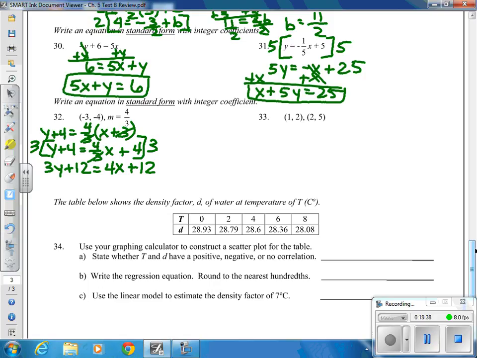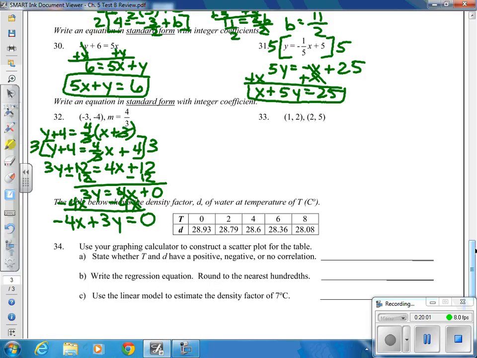All right, then I need to move some things around. I want to subtract the 12 over. Okay, so this gives me 3y equals 4x plus 0, okay? And you do need to keep that 0 there because every equation does need to have a c value, right? Now I want to subtract the 4x over because it's on the wrong side. So this gives me negative 4x plus 3y equals 0.